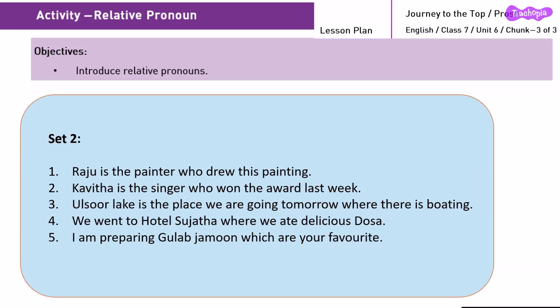Okay, and then if you're talking about Alsur Lake is the place where we are going tomorrow, that gives you more information about what is available in Alsur Lake, which is boating. So which is a part of the sentence which says where there is boating. So these are relative pronouns.